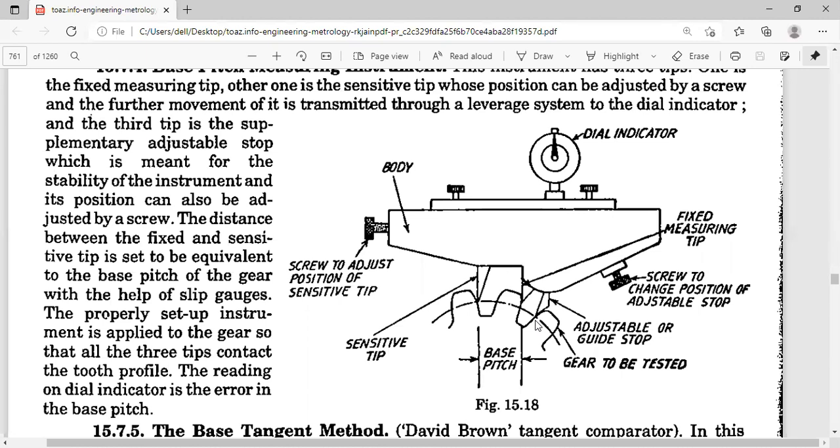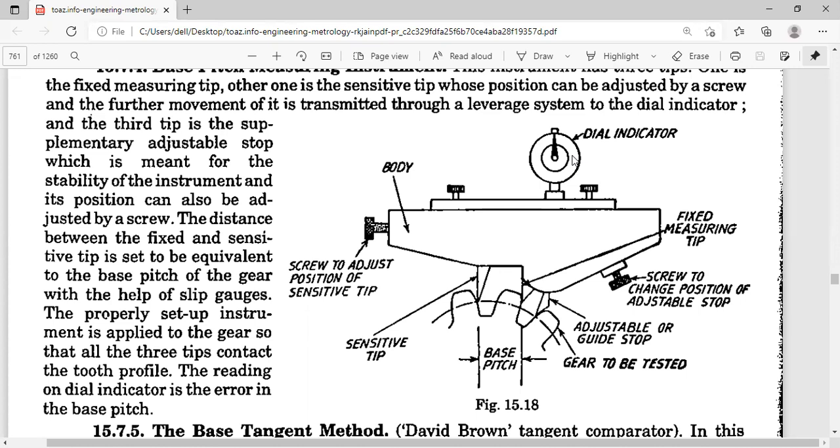After all three tips contact the tooth profile, you have to take the reading of the dial indicator, the dial gauge. You note down that reading, and this is the error in the base pitch.